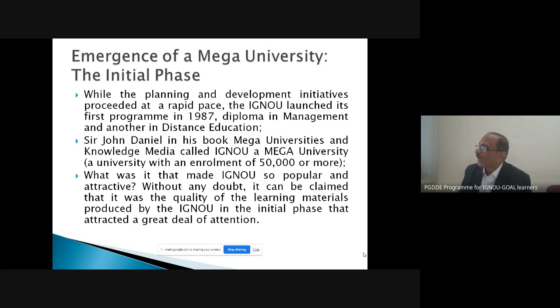So the faculty of these 2 programs worked round the clock in the year 1986 to offer the programs within a very short time, in 1987.